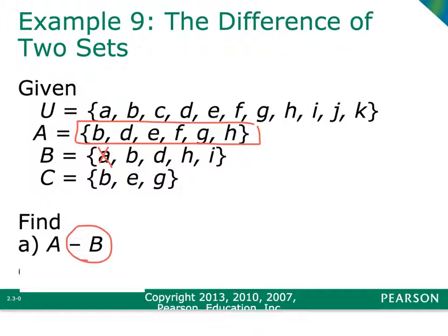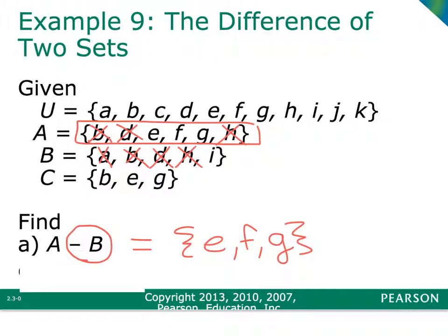Okay, that does appear in A, so we need to take that out. Set D appears in both B and A. We need to take that out. And set H appears in both B and A. We need to take that out. So A, the difference of A and B would be the elements E, F, G. And you have just calculated the difference of two sets.